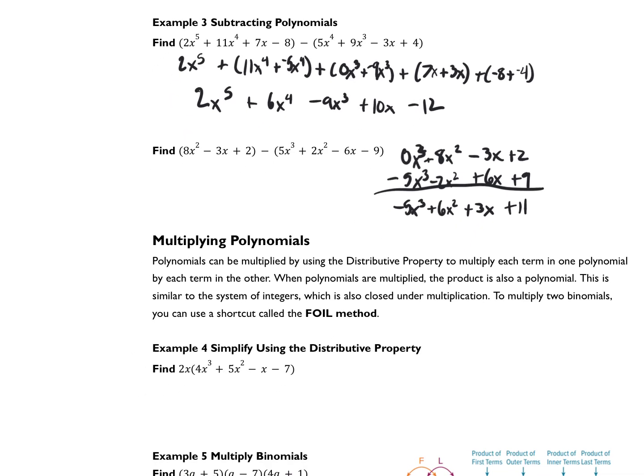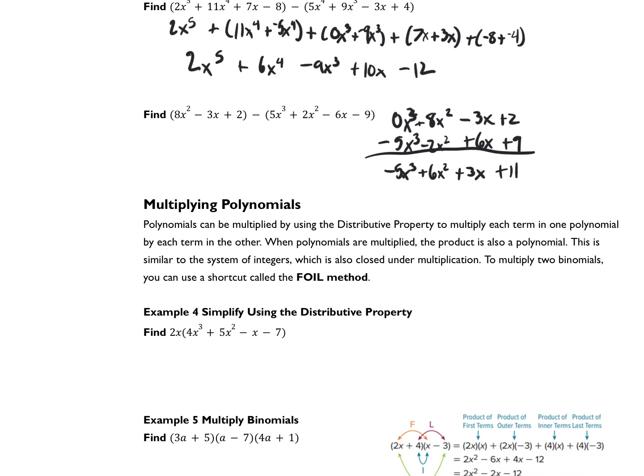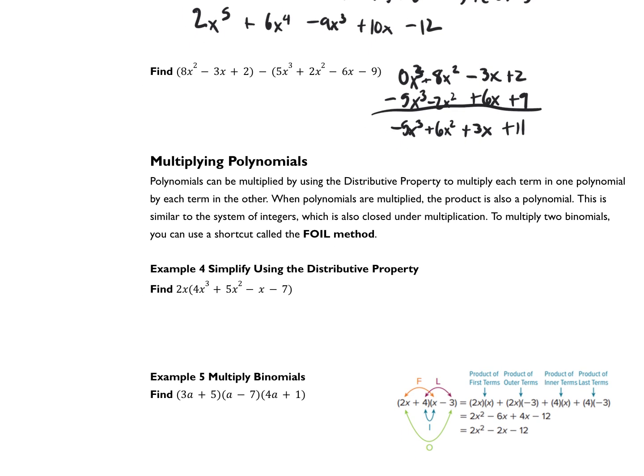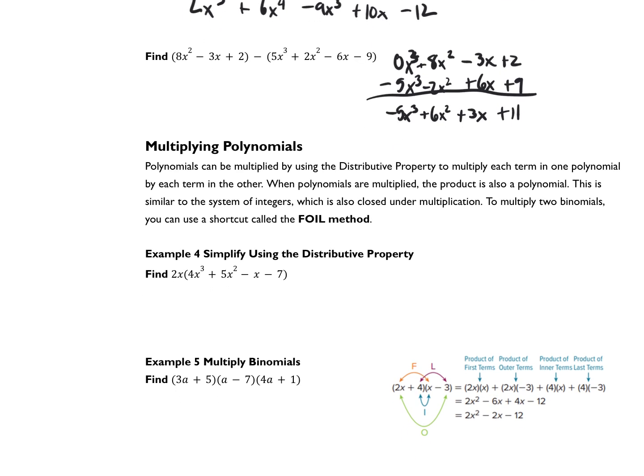So that gets us through adding and subtracting. Now, multiplying, you've actually done this before several times. You've done it this year. You've done it in past years. Polynomials can be multiplied, first off, by using the distributive property to multiply each term in one polynomial by each term in the other. When polynomials are multiplied, the product is also a polynomial.